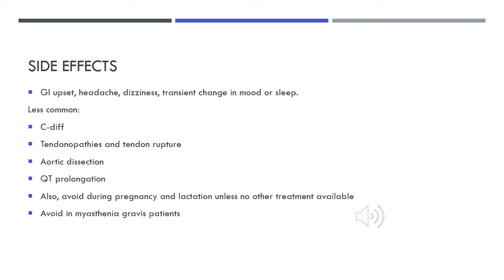Aortic dissection, again, not something that we see often, but we see it especially in patients who are already at risk. So people who have EDS, Ehlers-Danlos syndrome, or some vascular diseases, uncontrolled hypertension, we might see it then. QT prolongation can occur, though it doesn't happen too often. Avoid during pregnancy and lactation unless there's no other treatment available. And we want to avoid in myasthenia gravis patients as well.